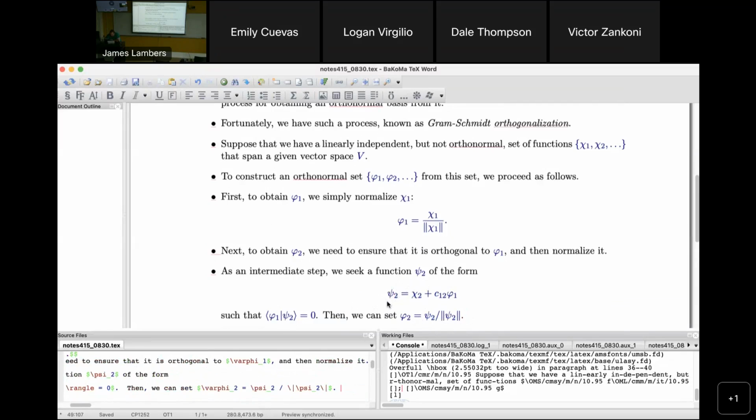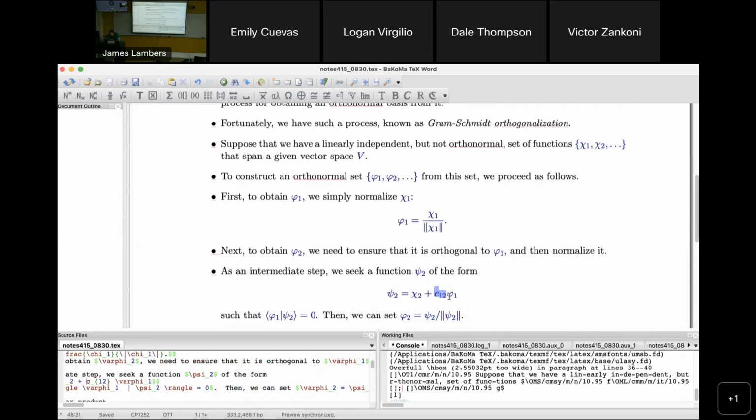And we're going to prescribe a form for psi2. So psi2 is equal to chi2, our second non-orthogonal function, plus a multiple of phi1. We're going to find the right constant, which I'm calling C12 here, to ensure that this scalar product turns out to be 0.